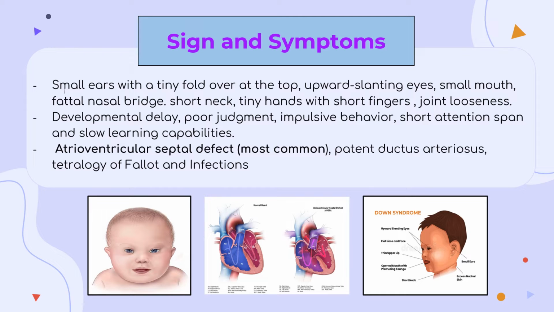A Down syndrome child might suffer a lot of health problems. The majority of Down syndrome babies will develop congenital heart defects, which develop during pregnancy. The most common congenital heart defect that occurs among babies is an atrioventricular septal defect.